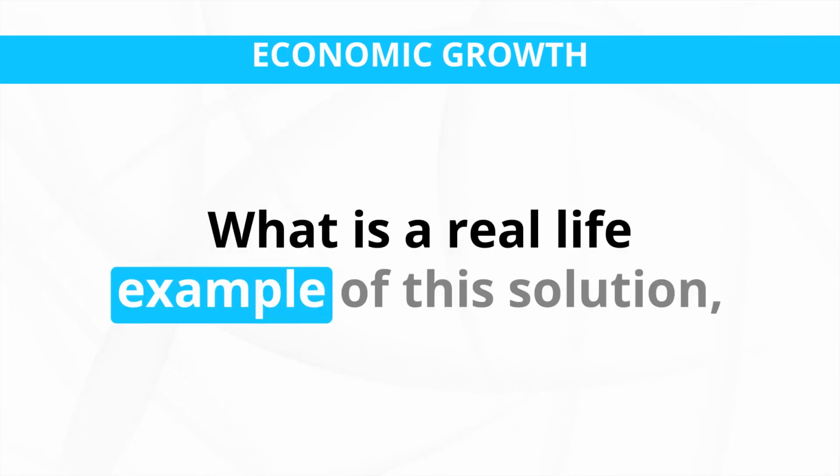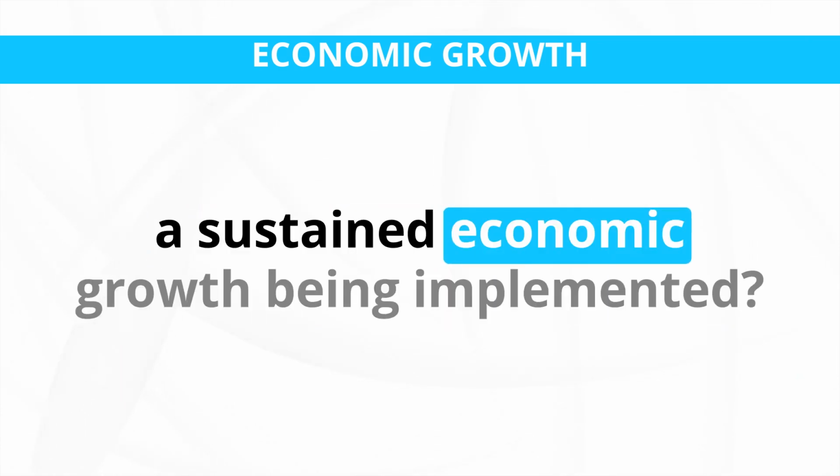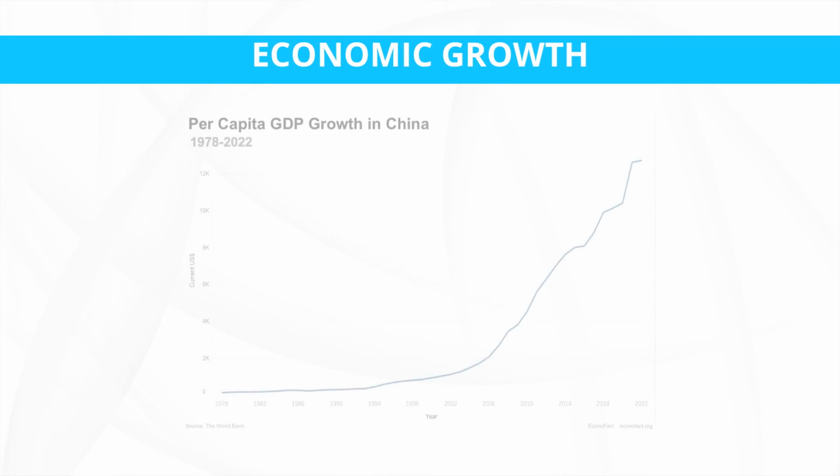What is a real-life example of the solution to sustained economic growth being implemented? China is a notable example of sustained economic growth leading to poverty reduction. Over the past few decades, China experienced rapid economic expansion, lifting hundreds of millions of people out of poverty. Through a combination of economic reforms, investment in infrastructure, and export-oriented policies, China transformed from a primarily agrarian economy into a global economic powerhouse.